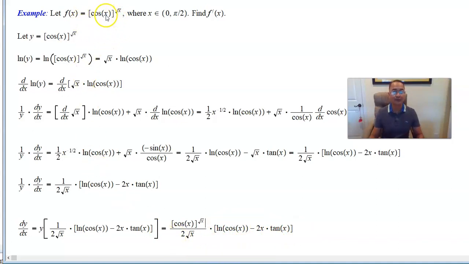It looks perfectly simple and innocent, right? It's just cosine to a square root. Big deal. Can't be complicated. Oh, yes, it is. And that is because x is both in the base as well as the exponent.